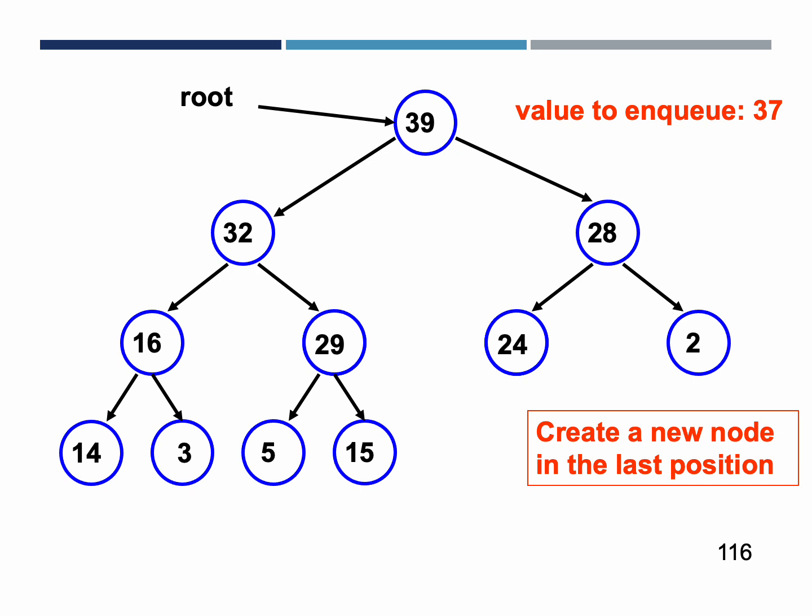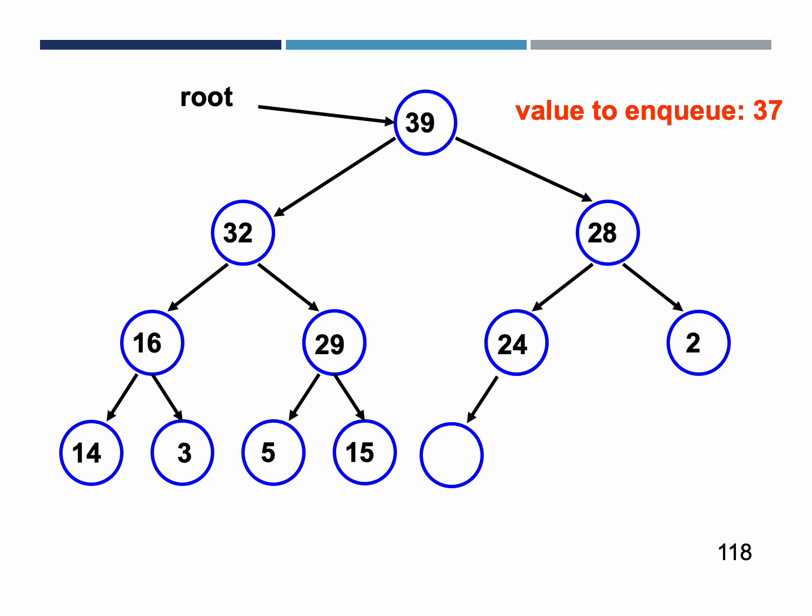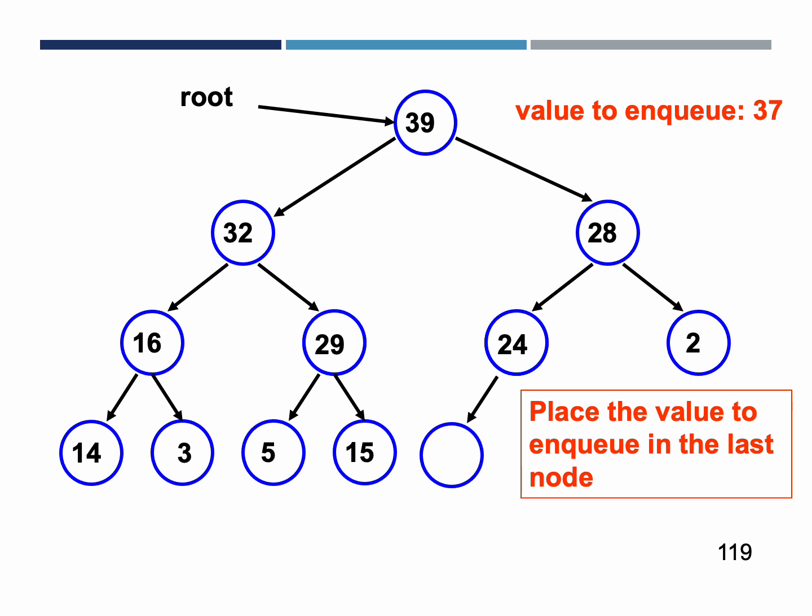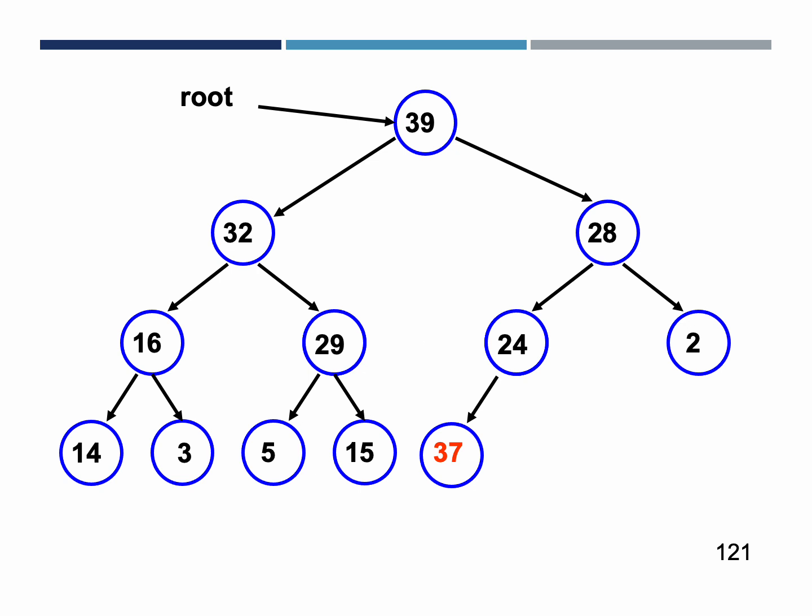So if you create a new node in the last position, say we want to insert 37, we need to create a new node in the last position. Here, like that, we created another node. Now we'll place the value to enqueue, 37, in the last node. We are adding it in the last node, like that.